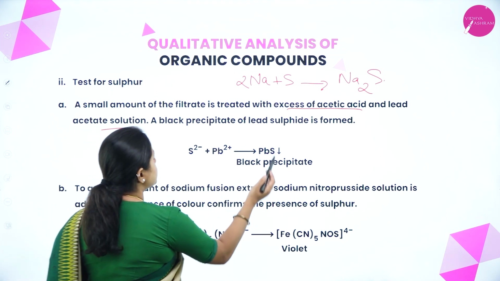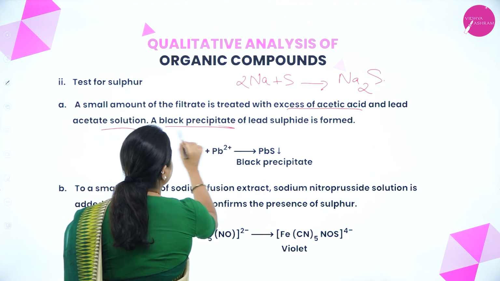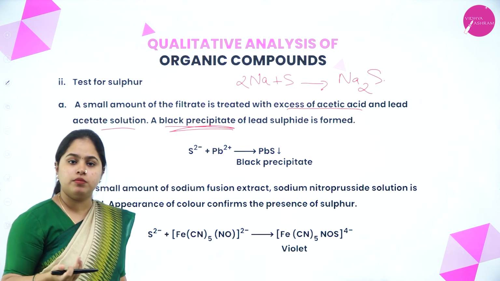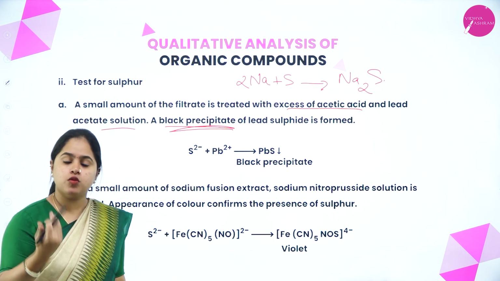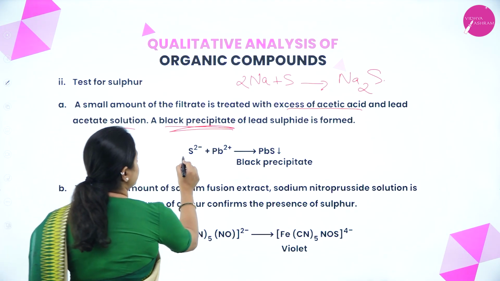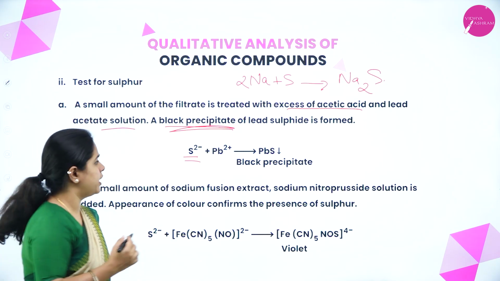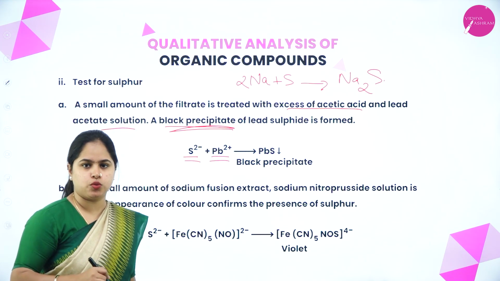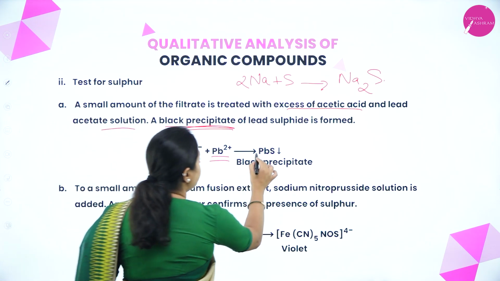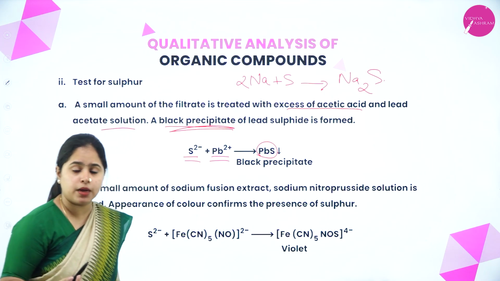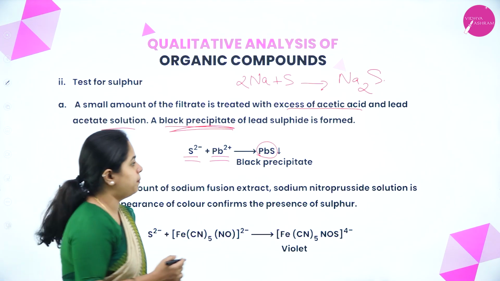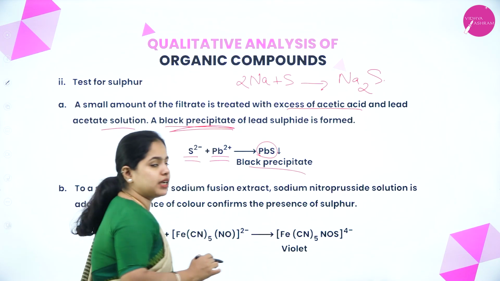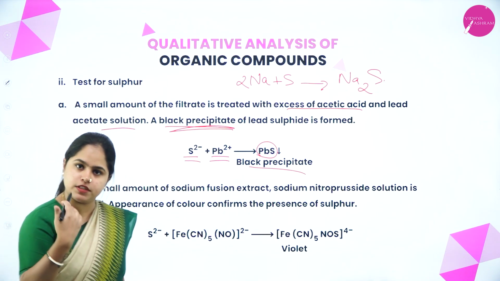So once you do the reaction and if you are getting a black precipitate, that means we can confirm the presence of sulfur. What is actually the reaction happening here? The sodium sulfide, when it reacts with lead acetate, which is shown by Pb2+, you will get a black precipitate. What is this black precipitate? Lead sulfide, PbS. This is the black precipitate. So if you are getting a black precipitate, we can confirm the presence of sulfur.